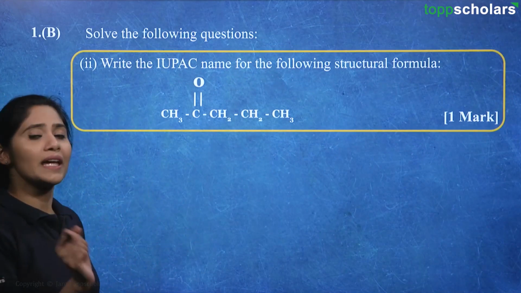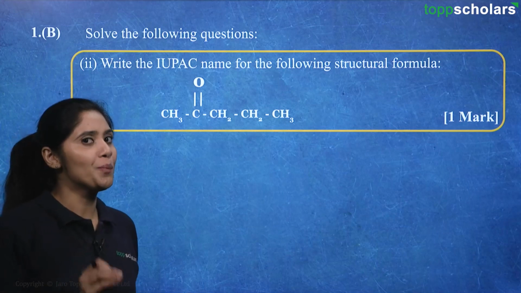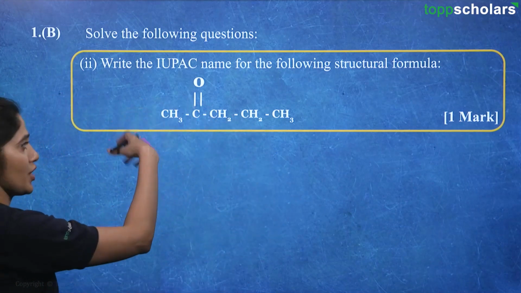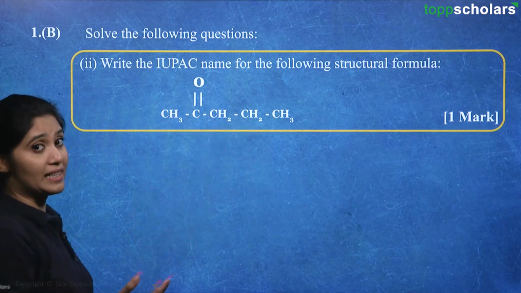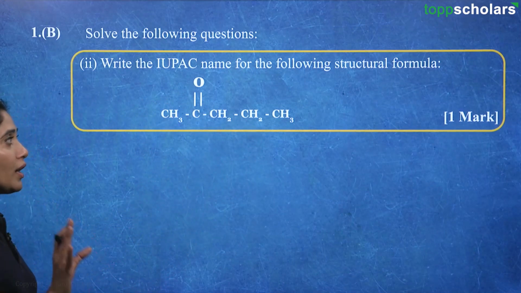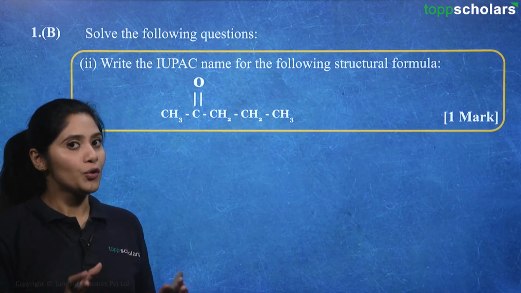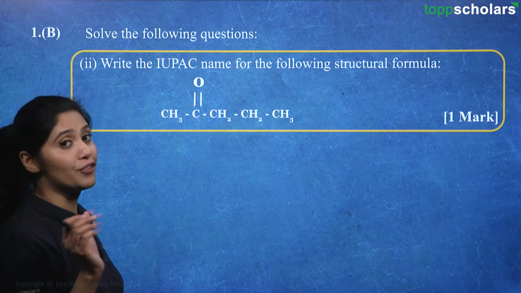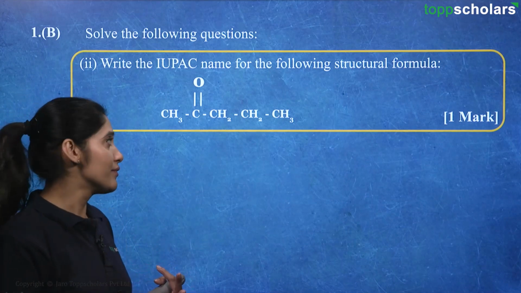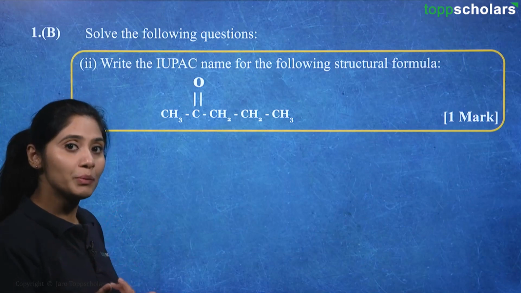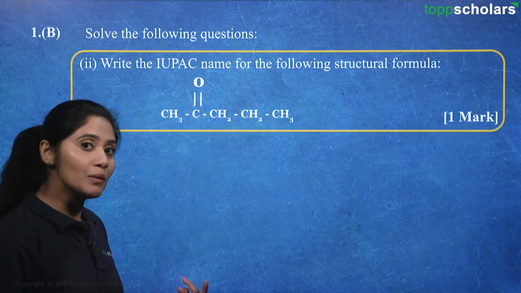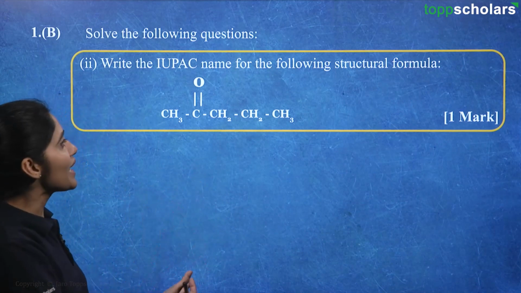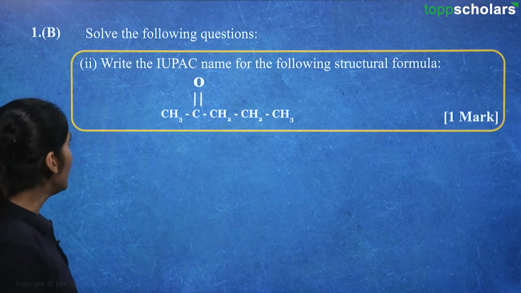Now here we have to write the IUPAC name for this particular structure, right? So this is a structural formula. We have to write the IUPAC name. For writing the IUPAC name, what do we have to do? We have to follow certain rules, right? We have to first find out the functional group. Then we have to count the number of carbon, and see if there is any double bond, single bond, right? So let's try to solve or name this structural formula.